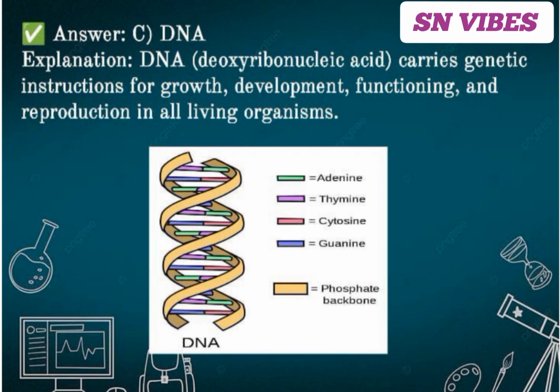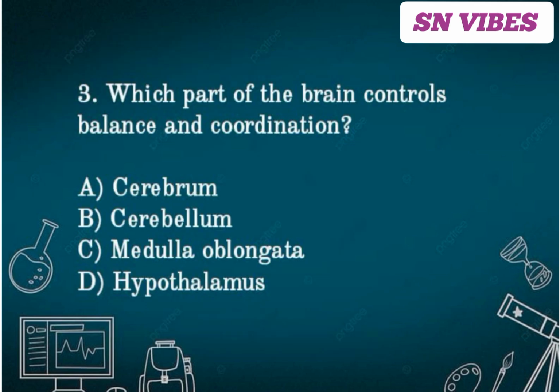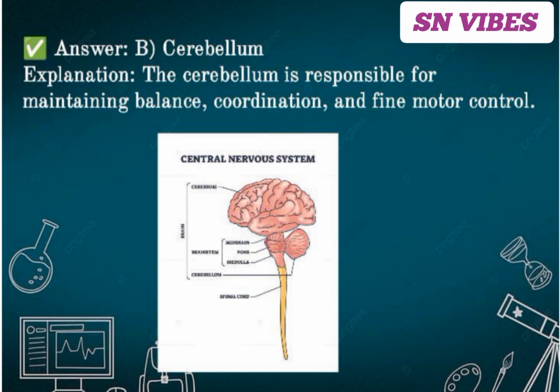Okay, so let us move on to the third question. Which part of the brain controls balance and also helps for the coordination? Your options are Option A, cerebrum. Option B, cerebellum. Option C, medulla oblongata. Option D, hypothalamus. Your answer is option B, cerebellum.